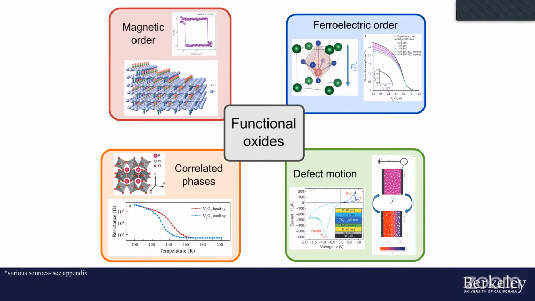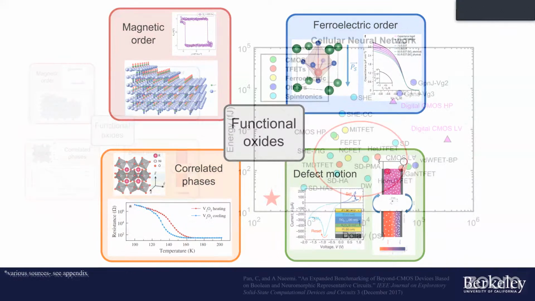So you can have things that go from a conductive state to an insulating state under some external stimuli, usually temperature. And you can have things like defect motion, things like oxygen vacancies to create conductive pathways, and things like phase change memory. I'm generally going to be focusing on specifically magnetic order as well as ferroelectric order here.